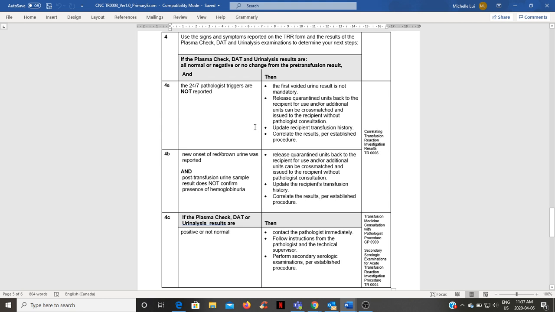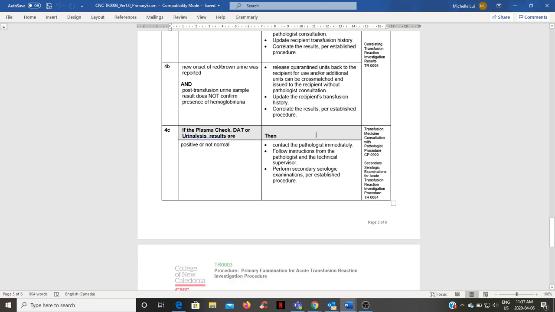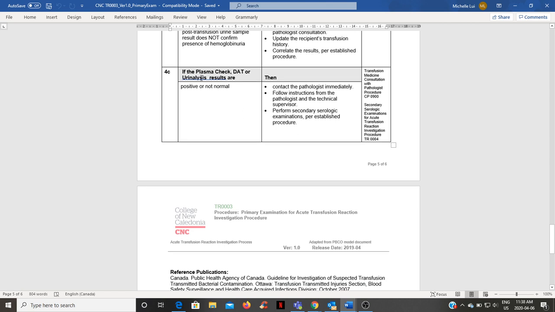And I think your questions ask you if. So this is the case we're asking about. Plasma check normal, DAT normal or negative, no path triggers. This is what we're going to do. If, on the other hand, something was positive, then we would contact that pathologist immediately here. Follow the instructions from the pathologist and continue on to perform the secondary serologic examinations.